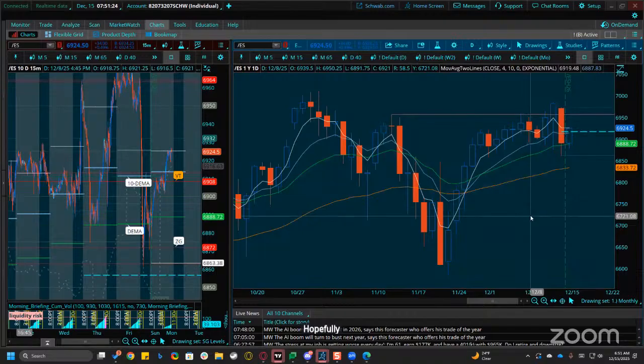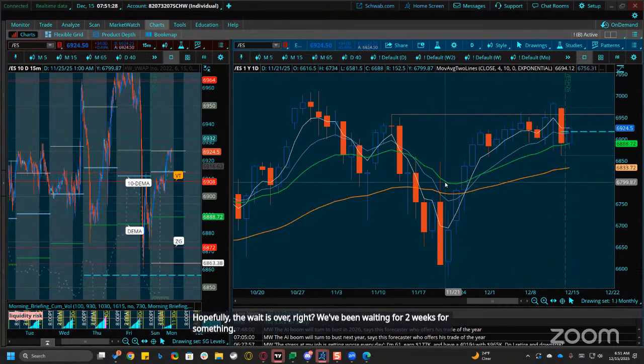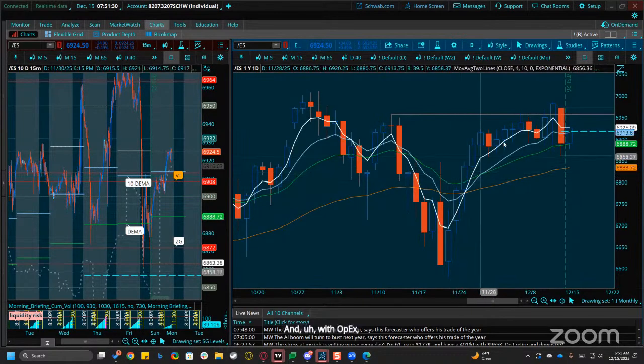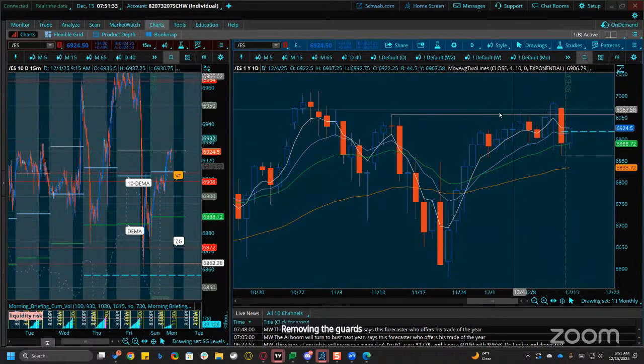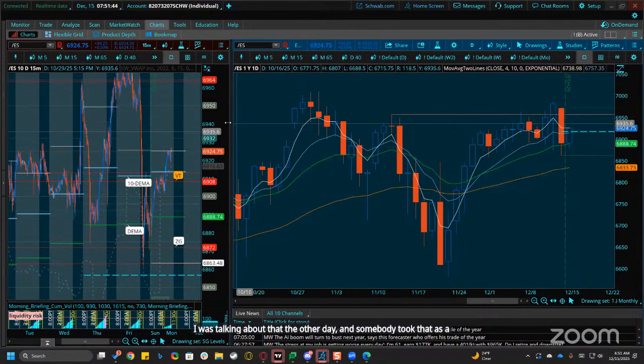Hopefully the wait is over, right? We've been waiting for 2 weeks for something. And with OPEX removing the guards or the barriers that have been holding us in place, we should have the opportunity to expand now. I was talking about that the other day, and somebody took that as a bearish tone.